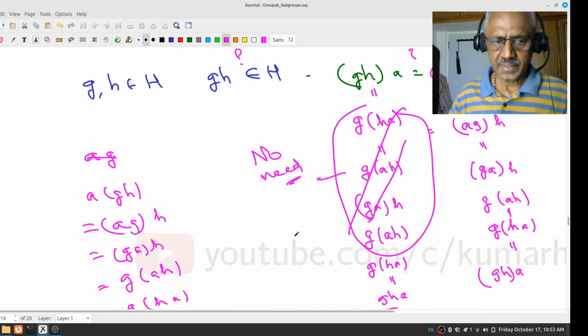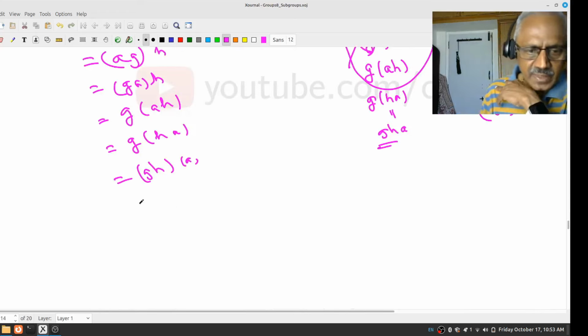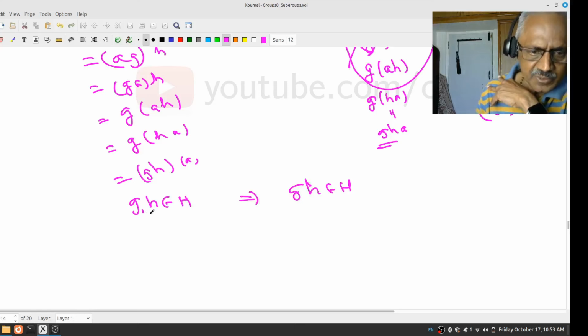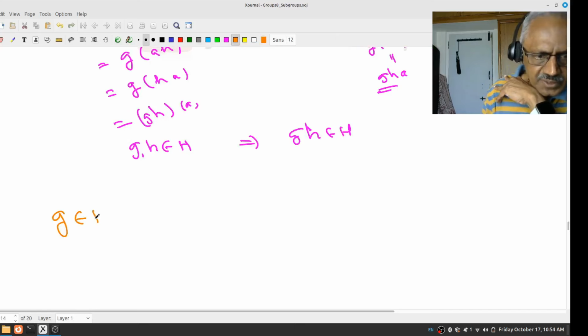Is that clear? So what have we shown? We have shown that whenever g and h belong to H, gh belongs to H. That means if g commutes with a and h commutes with a, then gh also commutes with a. The last one: suppose g belongs to H, then I ought to know whether g inverse belongs to H.